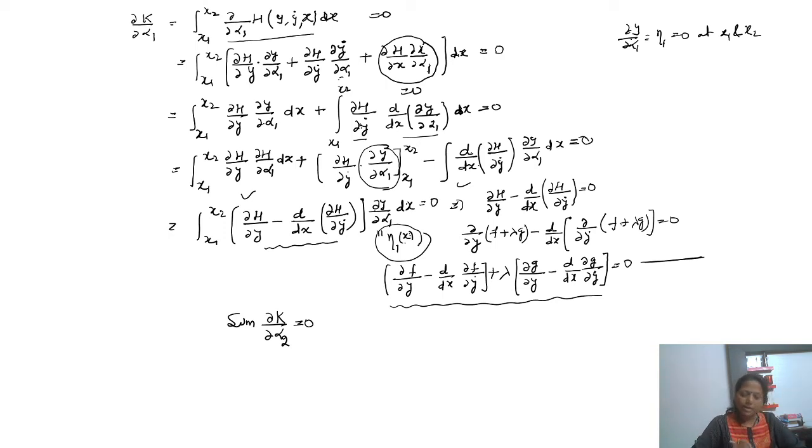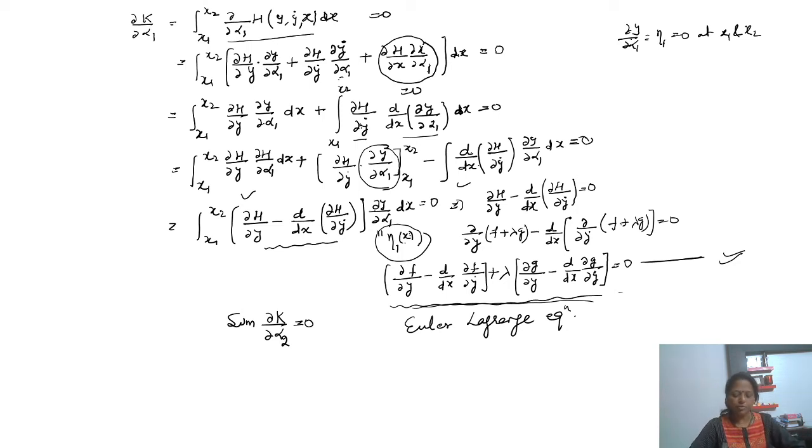Similarly, if you find delta k delta alpha 2 is equal to 0, the derivative of k with respect to alpha 2 is 0, you will get the same equation. So this is the condition. This is the Euler-Lagrange equation, and the curve which will satisfy this equation will provide the extremum solution.